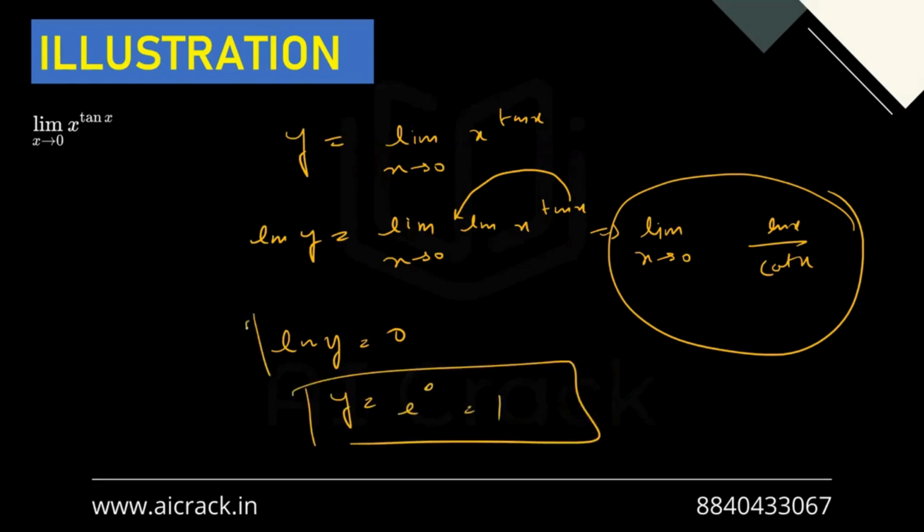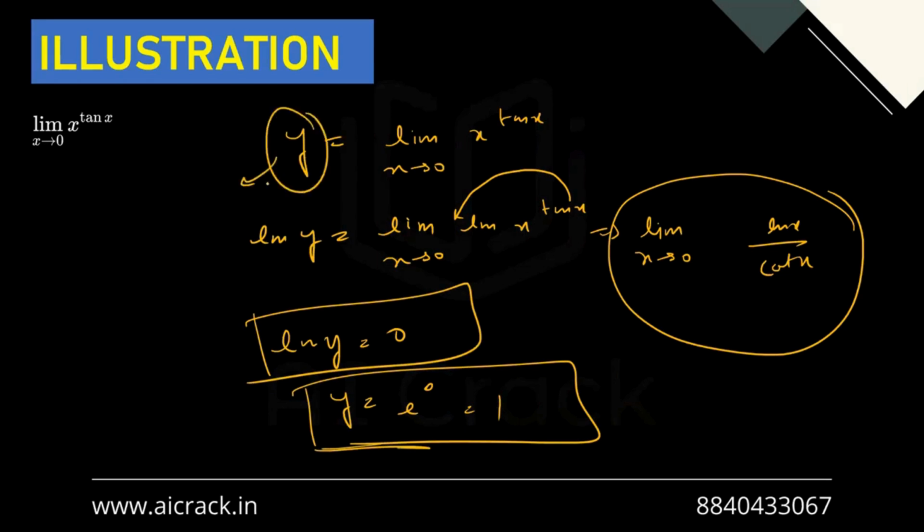Don't leave the question over here only. You have to write y equals e raised to the power 0 equals 1, because we have taken ln on both sides, but eventually we have to find y only. So this answer would be 1. This method would apply also for infinity raised to the power 0. You just have to follow the same process. Take ln on both sides, convert that into 0 by 0 or infinity by infinity format, and use L'Hopital or other methods to find the limit, and then reverse the process to find the original limit.